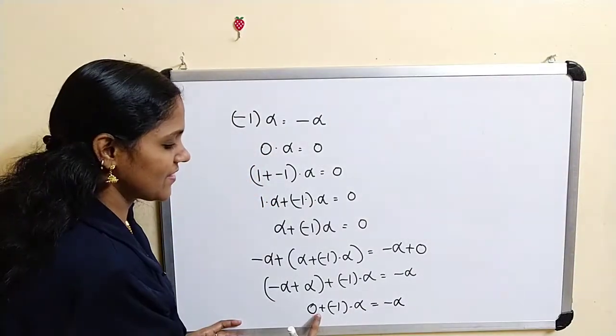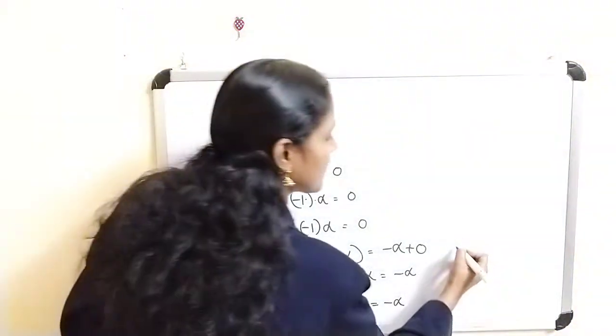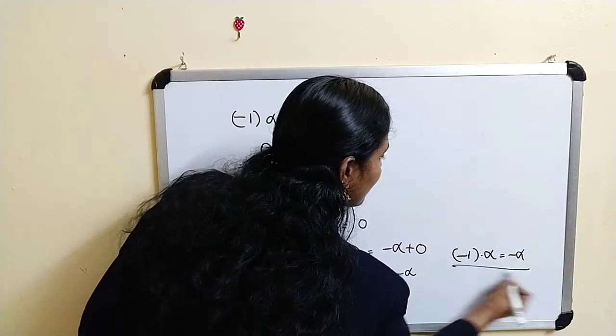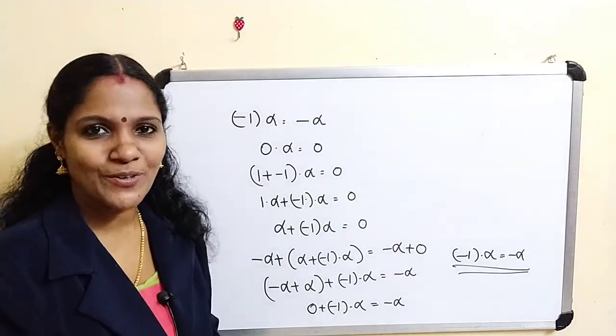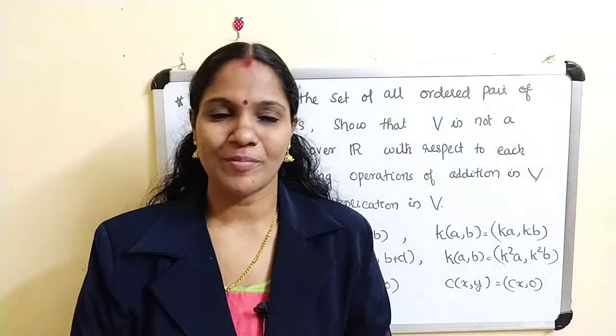And this is 0 plus some vector. That means again minus 1 into alpha equal to minus alpha. This is what we have to prove. Minus 1 into alpha equal to minus alpha. Okay. Now we are going to solve one problem.